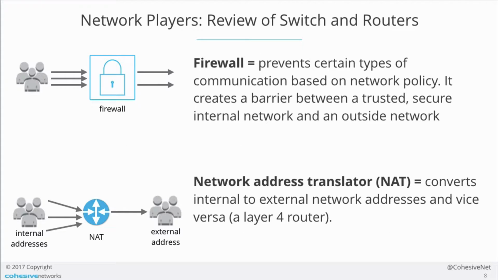Also, firewalls are devices that prevent certain types of communication based on network policy. And finally, network address translation, or NAT, converts your internal to external network addresses. Quick note, NAT is a function, not a device. So you can have a NAT firewall or NAT router.